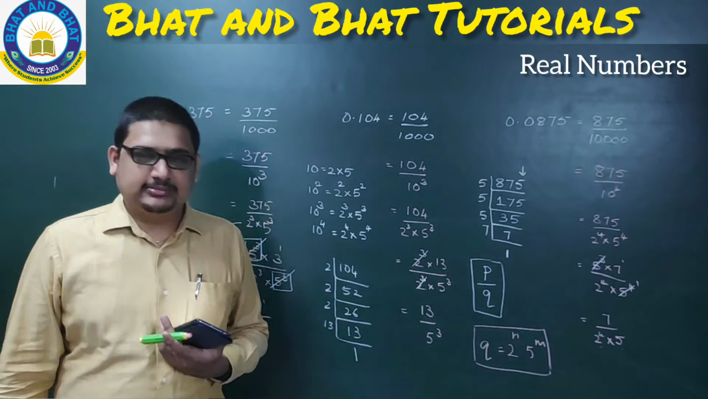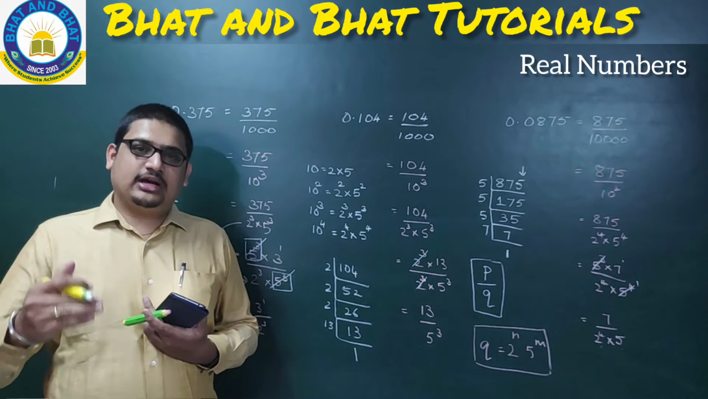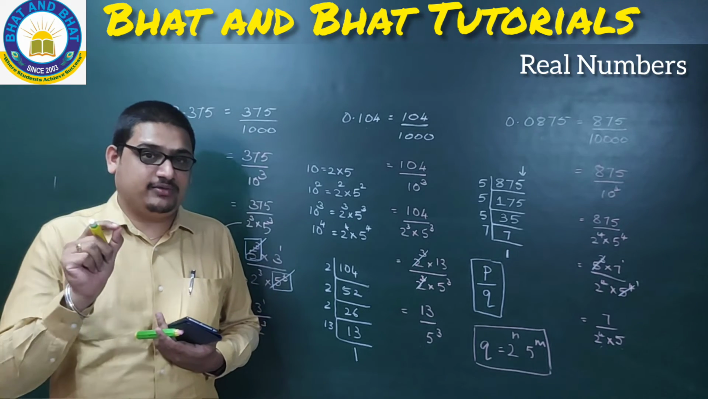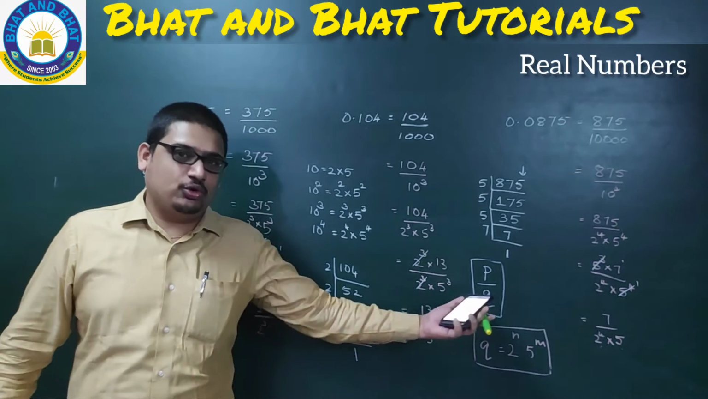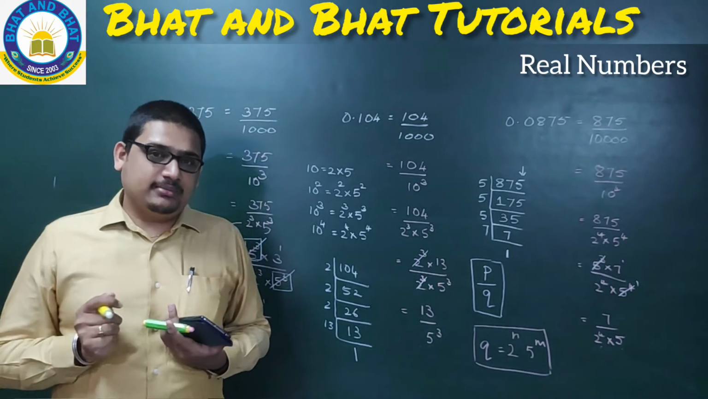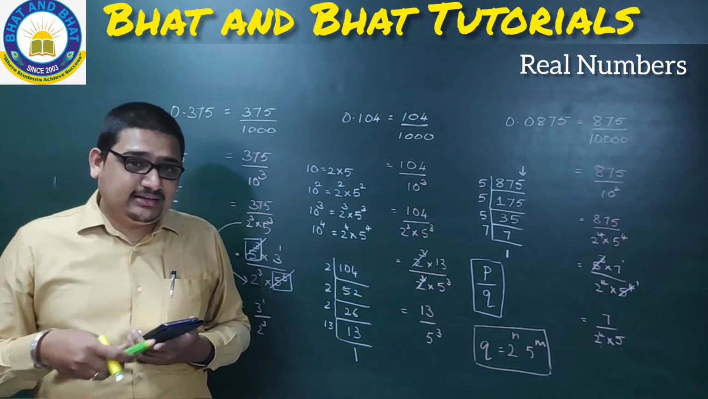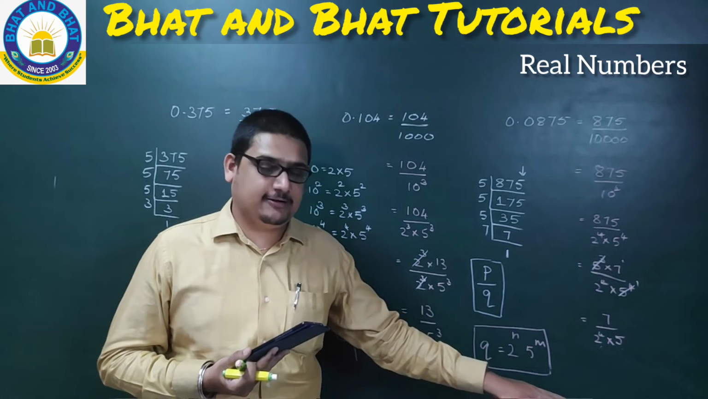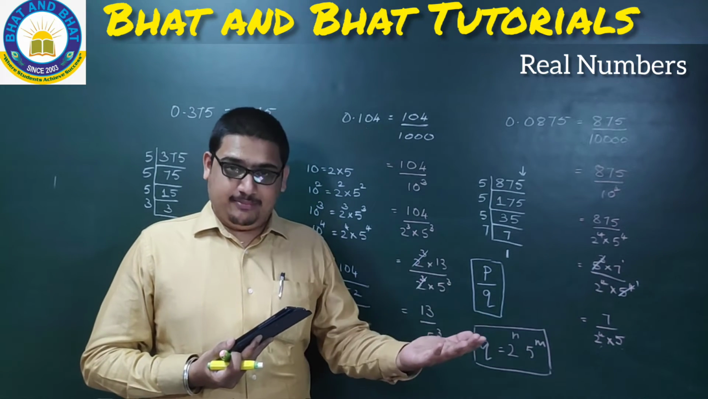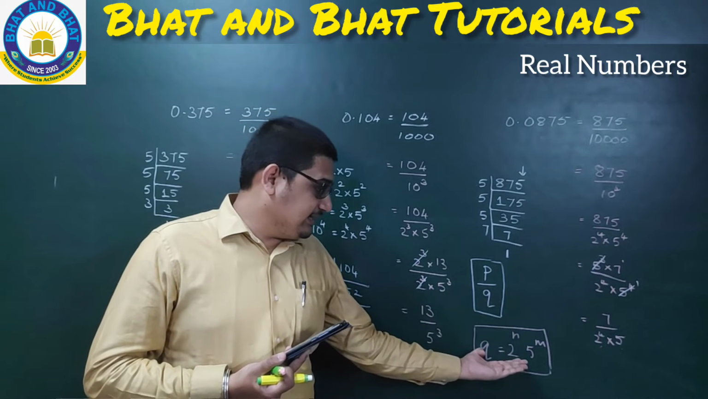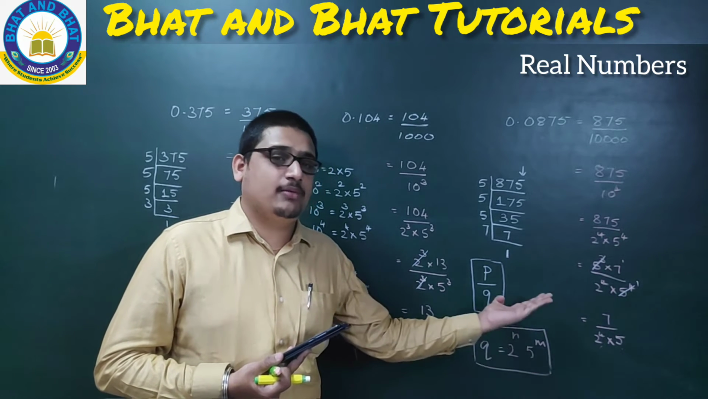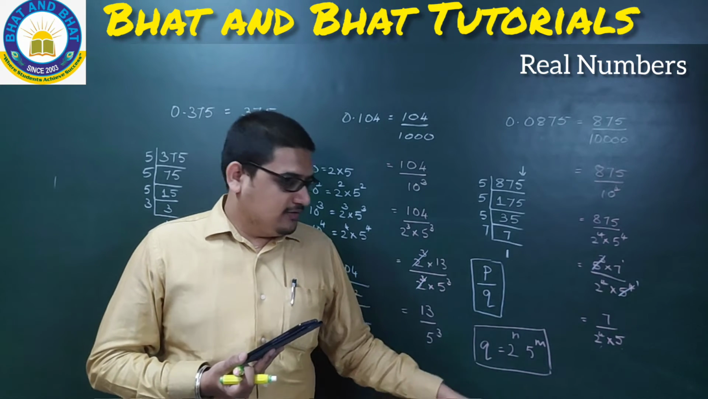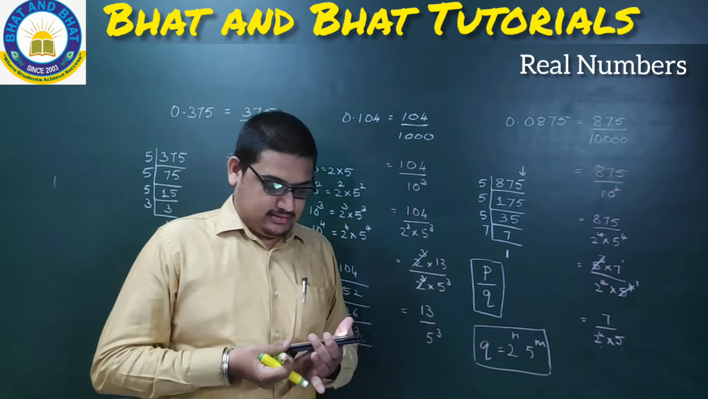So what is the procedure? You should take Q and convert it into factor format, that is the fundamental theorem of arithmetic. Prime factorization of Q, convert it into power form, then check whether that expression contains powers of 2 or powers of 5 or any other prime factor. If the prime factorization of the denominator contains only 2 power n or 5 power m or both, then the decimal expansion terminates.